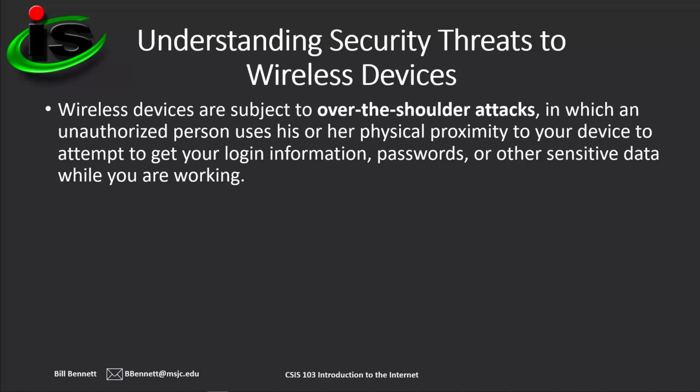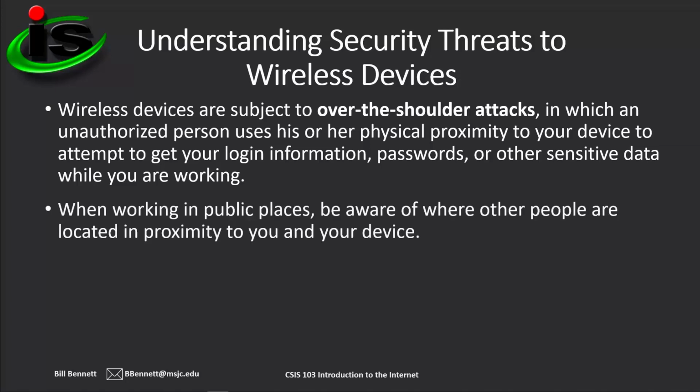Wireless devices of all kinds are subject to many types of attacks, especially when they're used in public places. An over-the-shoulder attack occurs when an unauthorized person uses his or her physical proximity to another person's device to attempt to see login information, passwords, or other sensitive data. People who use wireless devices in public places might not question why another person is standing behind them. They might incorrectly assume that the person is simply standing in line or waiting for a friend.